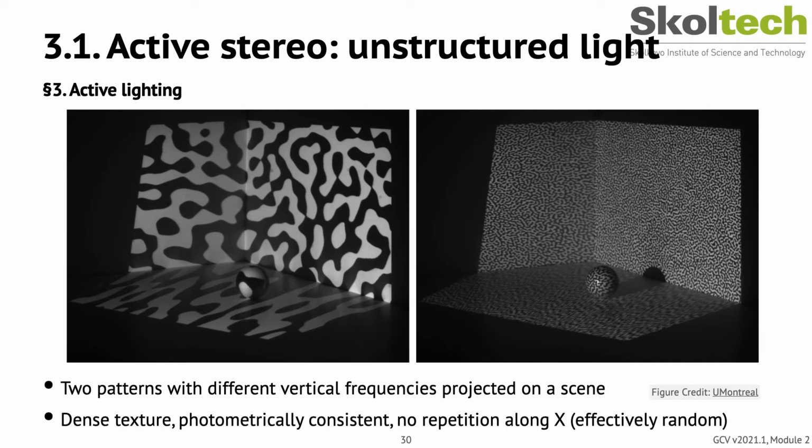In this example scene, two semi-structured patterns with significantly different texture frequencies are being projected onto the piecewise smooth scene. As you may notice, the patterns are densely textured, photometrically consistent, meaning very little change in illumination across space may occur, and they have no repetition along the axis of matching, specifically in this case within the matching range.